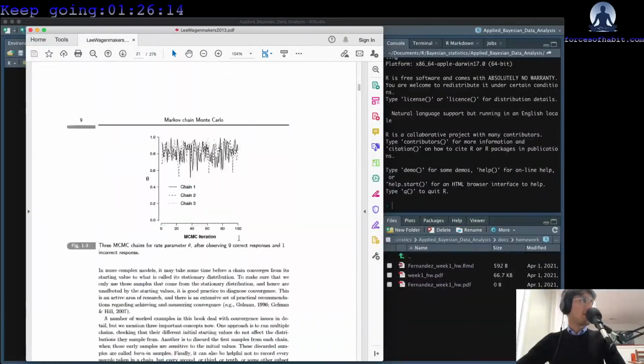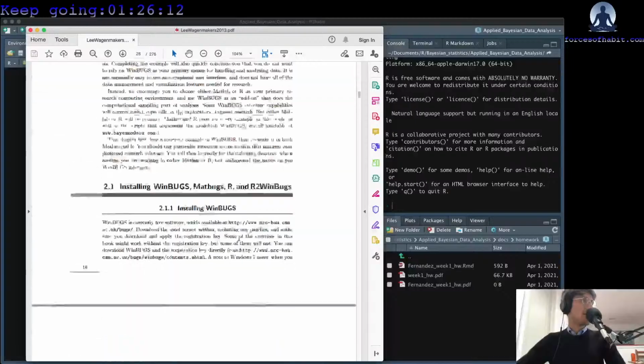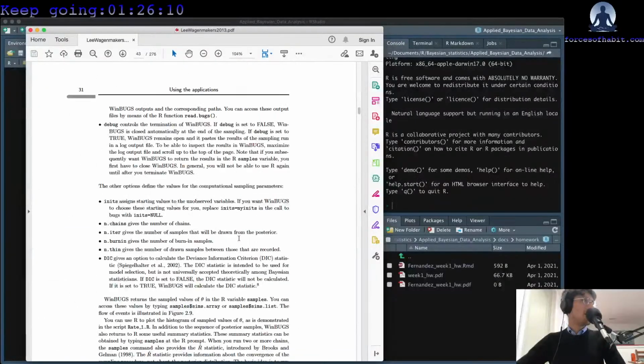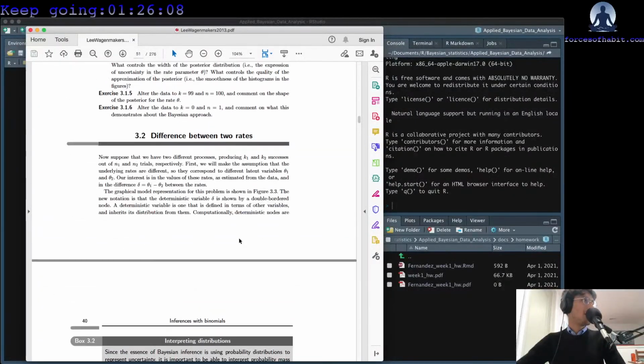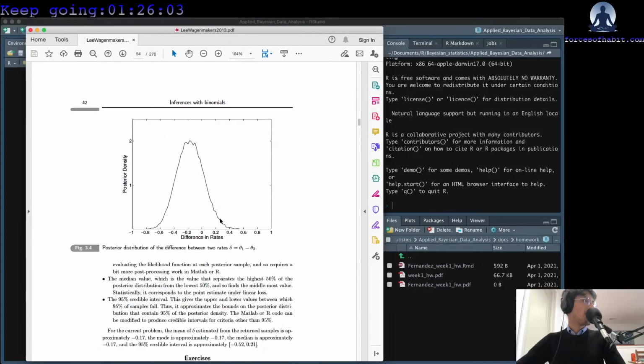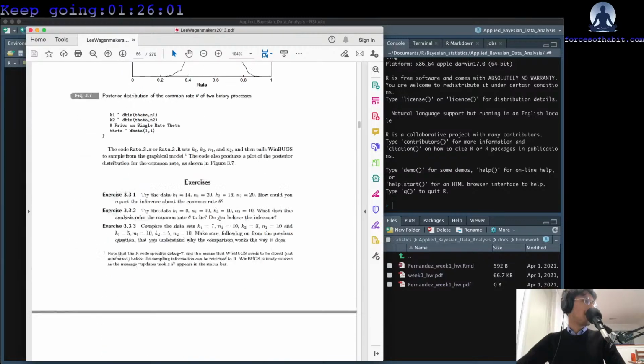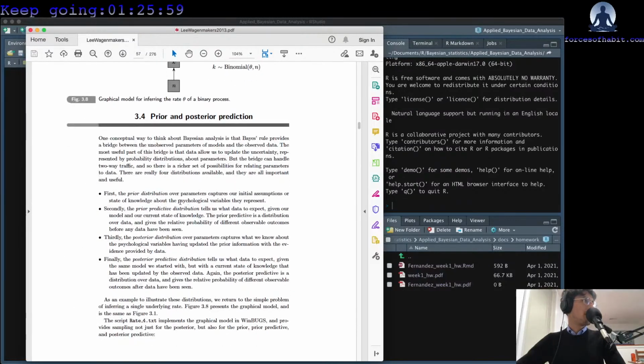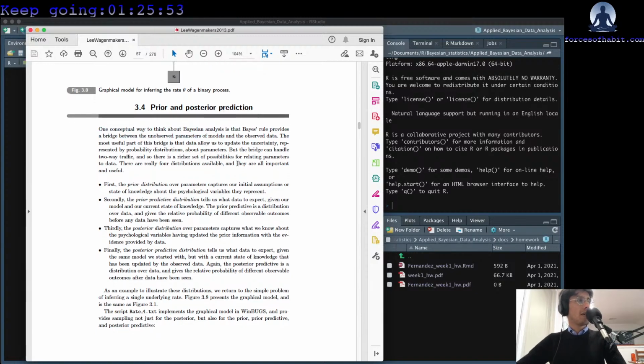So we did the first couple exercises, and we're just going to continue off. I believe we're in chapter 3, and we identified the difference between two rates. So we look at posterior prediction. I briefly read over these chapters, but I'm going to be reading over them as I go along too, so we'll just see what happens.